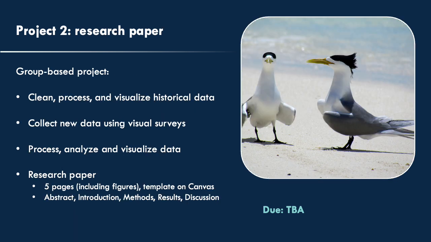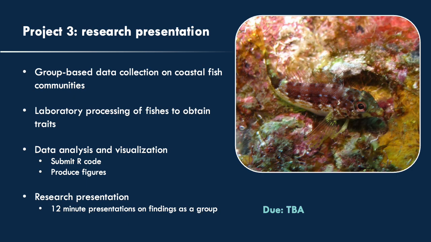The second project is a research paper that you will do on the survey data from the coastal bird communities that we will collect in the field ourselves. It will also integrate some historical data from this area, and it's essentially a classic research paper with abstract, introduction, methods, results, and discussion, about 5 pages. Again, more information on that to come.